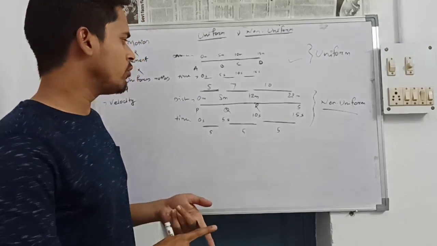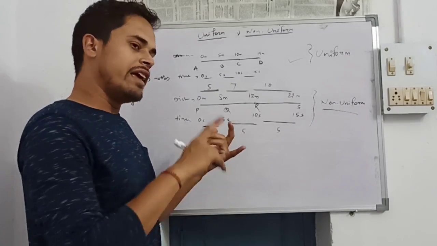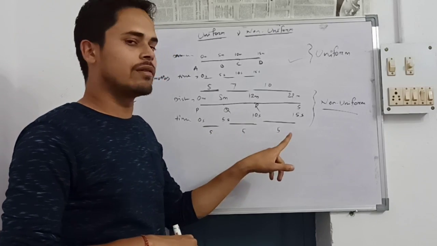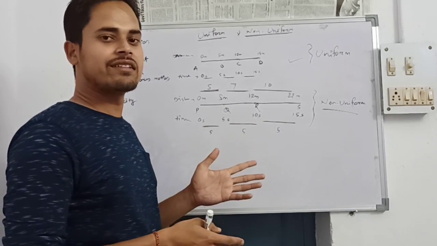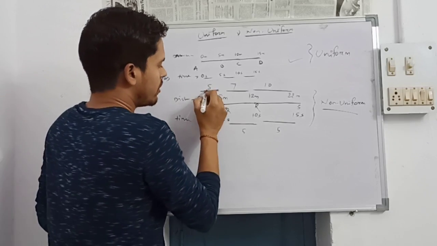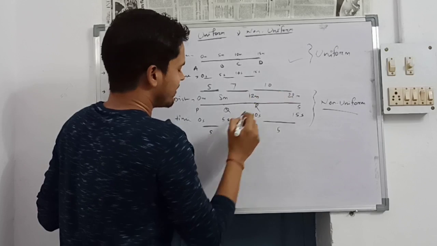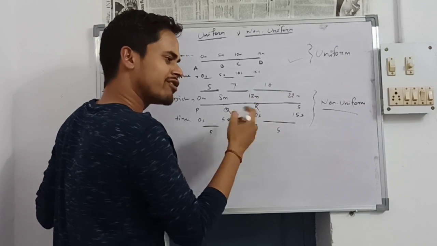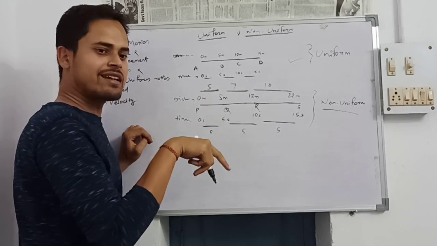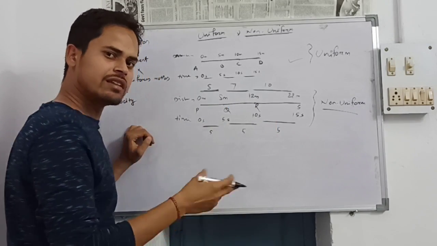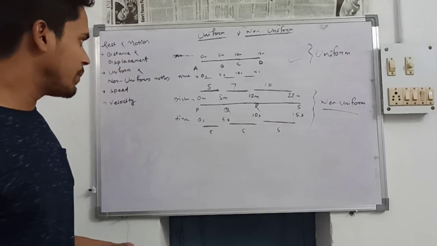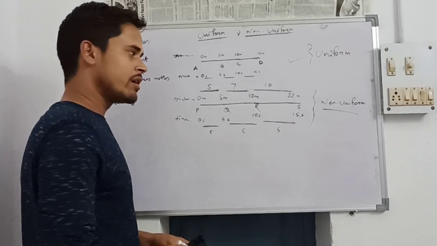In the same way, you can also say equal distances in different time intervals. So don't be confused about it. Different distances in equal time intervals, or another example you can take, equal distances in different time intervals, that is non-uniform motion. So the definition of uniform and non-uniform motion is clear.